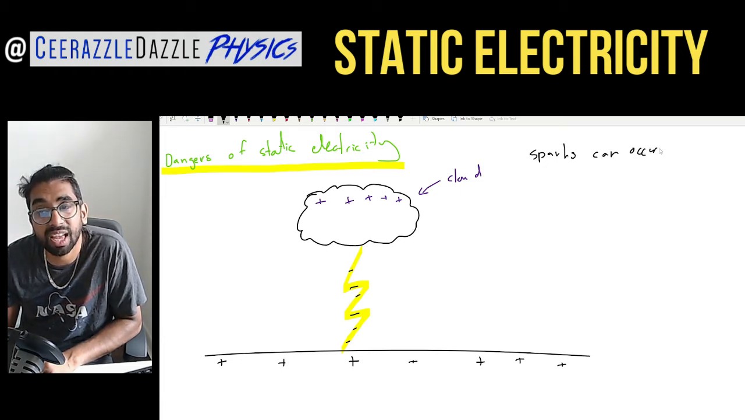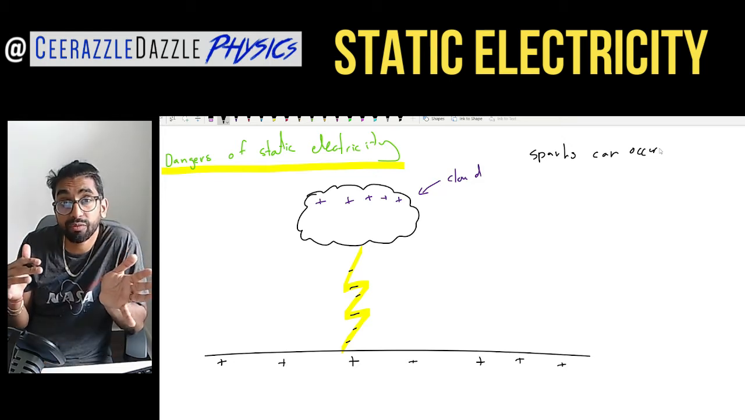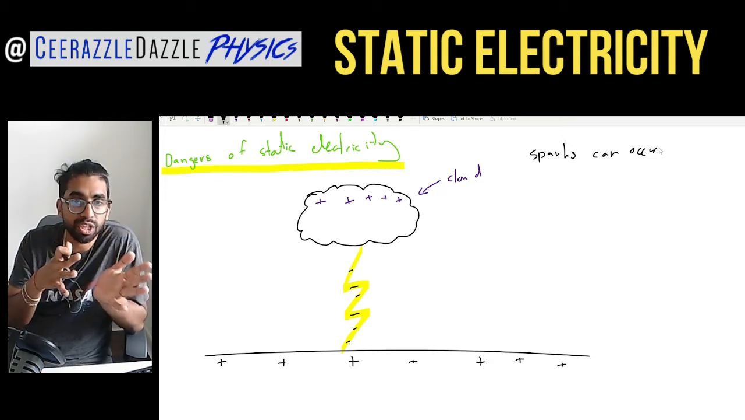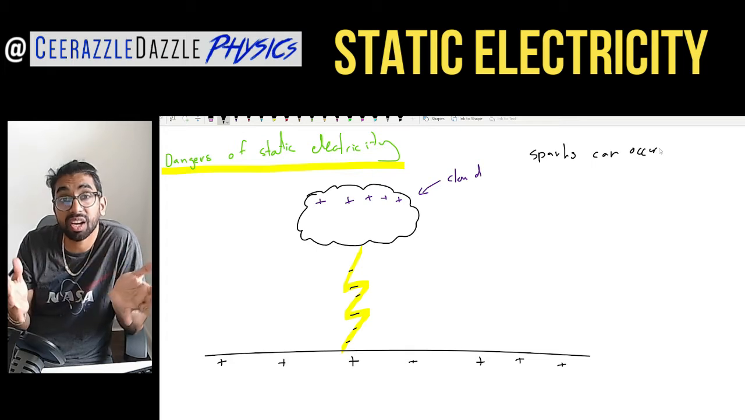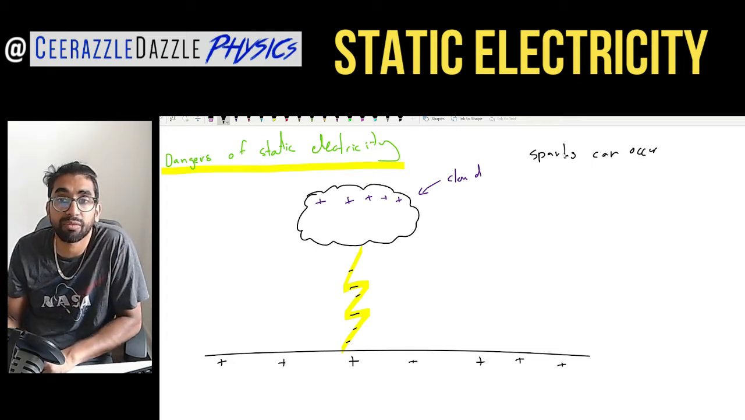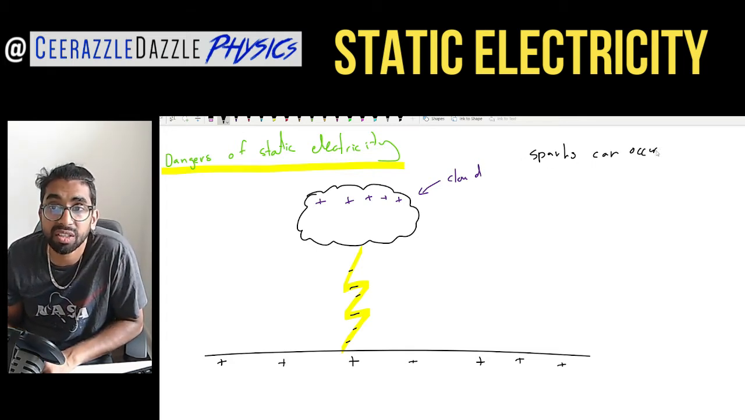And obviously, guys, this can be quite dangerous. Imagine you're trying to refuel a vehicle. You don't want a spark to build up with the fuel because it could ignite the fuel and obviously cause a fire or explosion. So sparks can occur. That's going to be quite dangerous, guys.